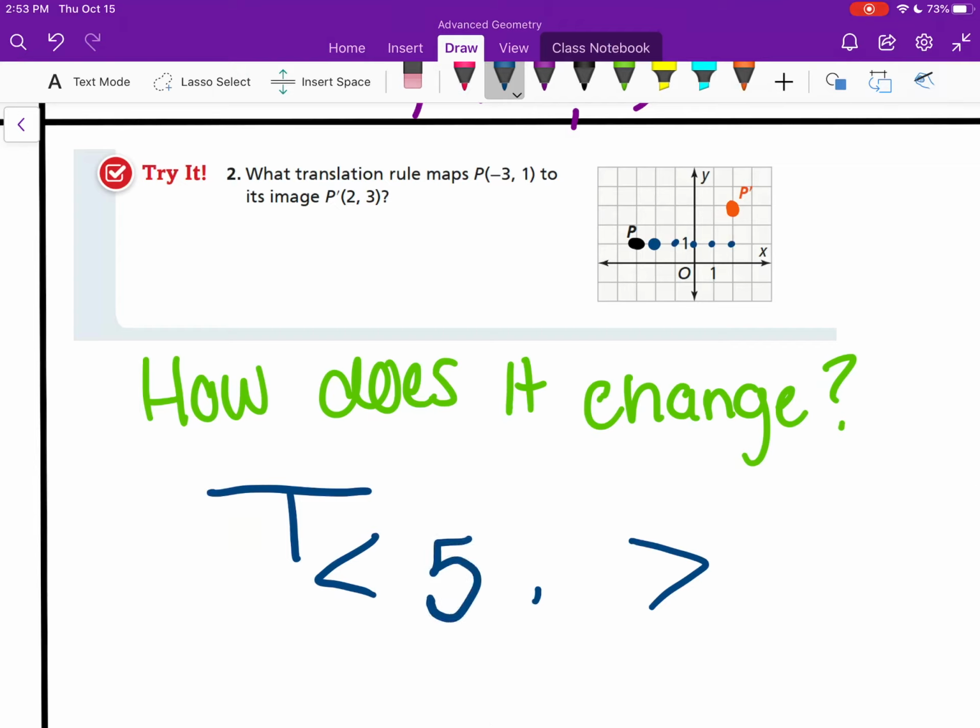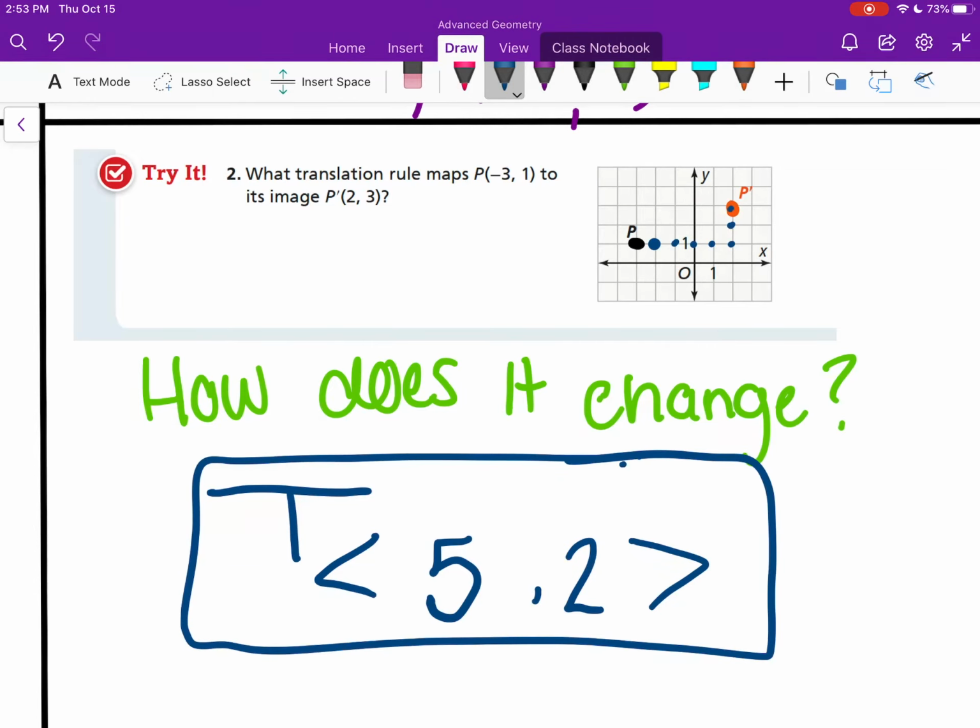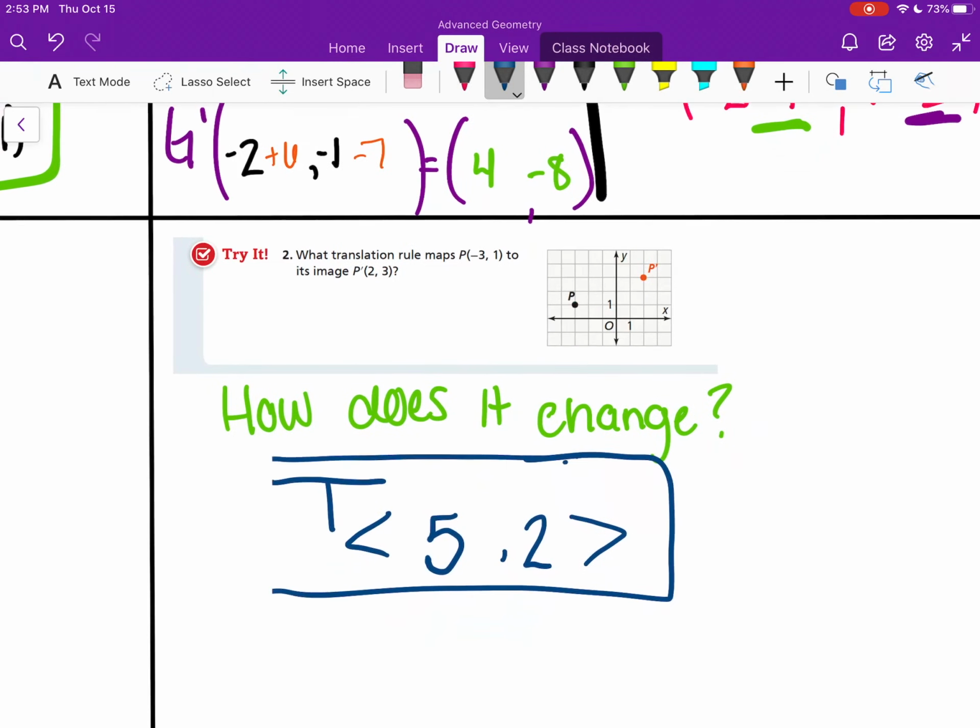And then what do we do? We go up 1, 2. We change y by a positive 2. So our full answer is it's a translation of 5, 2. That's how it changes. We found the rule. And now we could do anything with that transformation now that we know how it changes. That was x plus 5, and that was y plus 2. Whatever our x and y's are, we could find it.